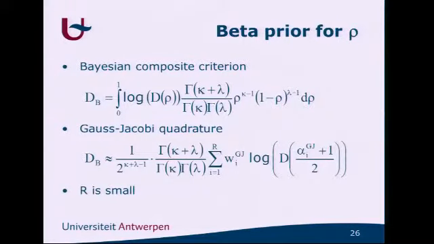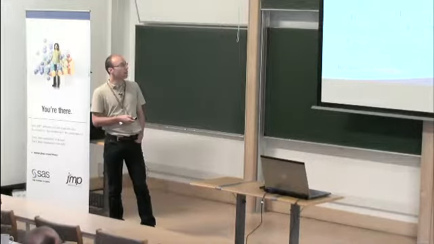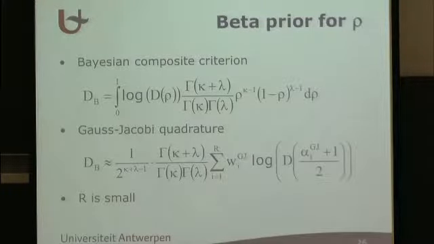We can also use prior distributions for the intra-class correlation coefficient instead of prior distributions for eta. A sensible prior distribution for the intra-class correlation rho is the beta distribution. And if you use that beta distribution, then this is the Bayesian composite design criterion. And we can see that this prior distribution, the beta distribution, has parameters kappa and lambda. Well, here we face the same problem.